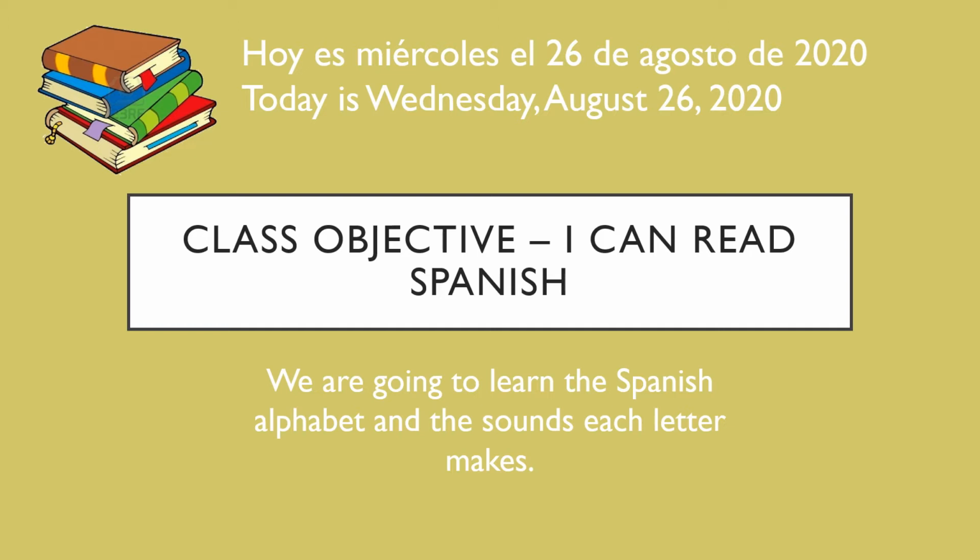Our class objective for today is: I can read Spanish. We are going to learn the Spanish alphabet and the sounds each letter makes, so you will be able to pronounce words correctly and read them out loud, even if you don't know what they mean.